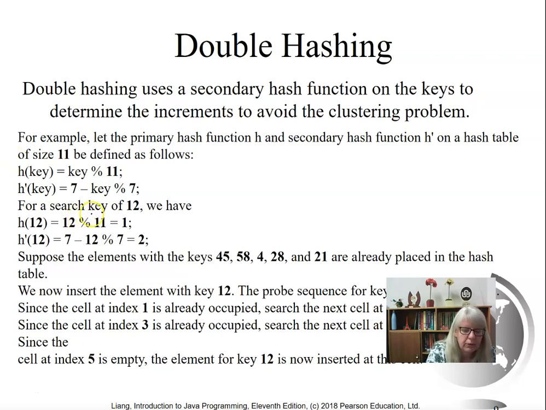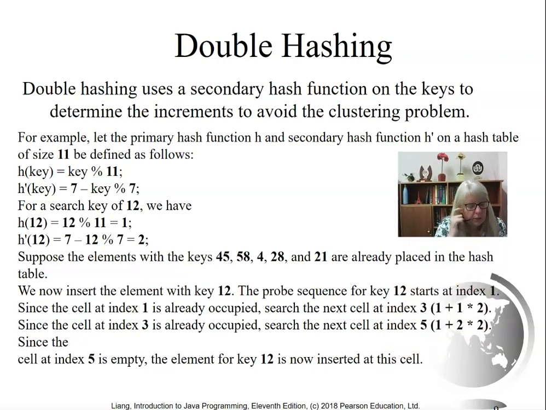Okay, so for a search key of 12, let's say this example works with 12, the first hashing gives us 12 modulus 11, which is 1. If I divide 12 by 11, I get 1, remainder 1, and that's where the 1 comes from. And now I will show you just now that it's already occupied.